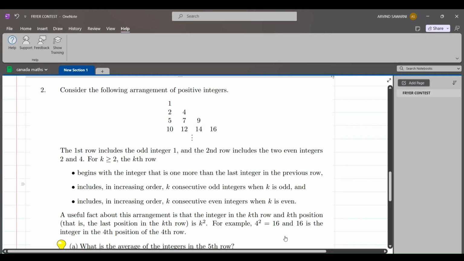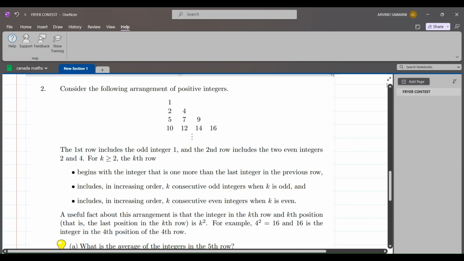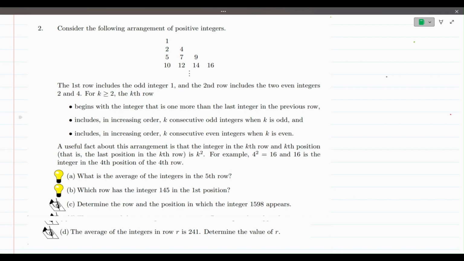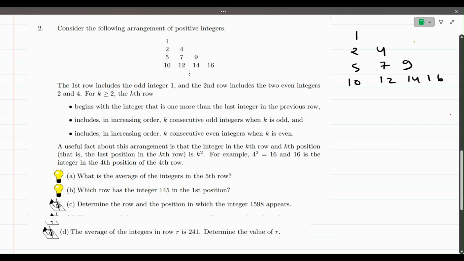Okay, in the second question, consider the following arrangement of the positive integers. The first row has 1, the second has 2, 4, the third row has 5, 7, 9, and the fourth row has 10, 12, 14, and 16. You can see in the first row there is only one number, in the second row there are two, in the third row there are three, in the fourth row there are four numbers.